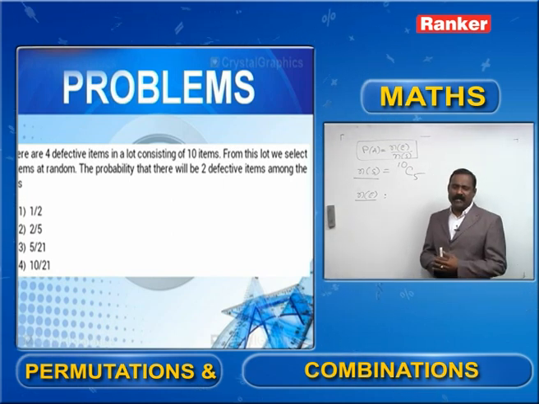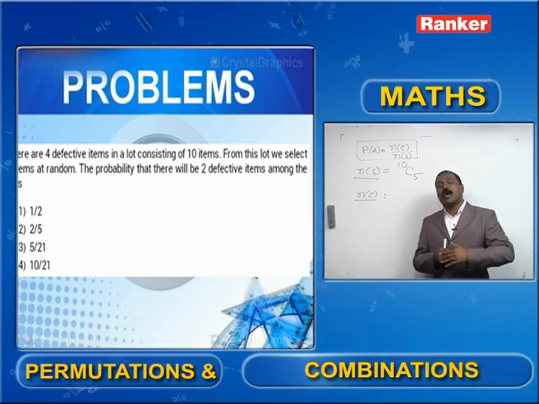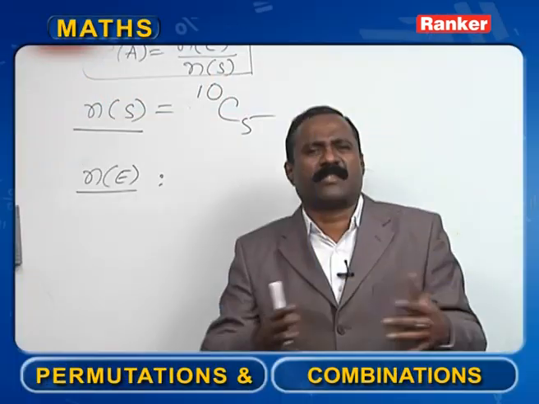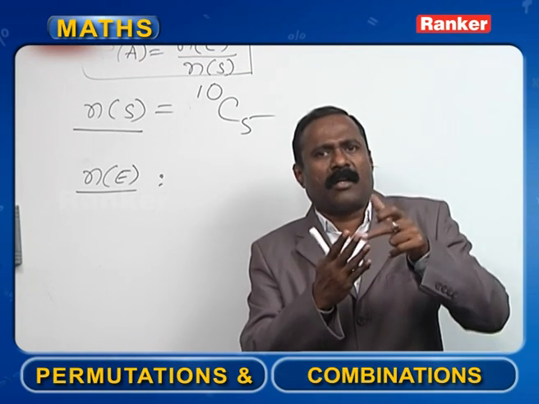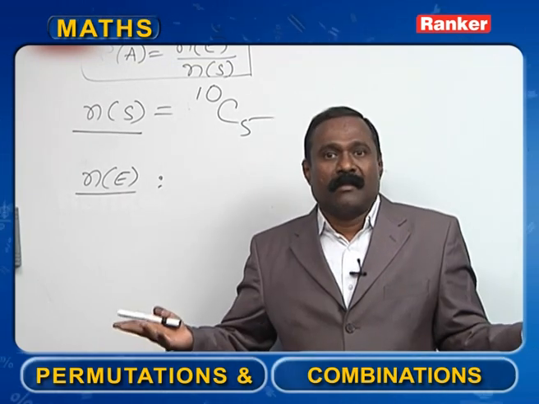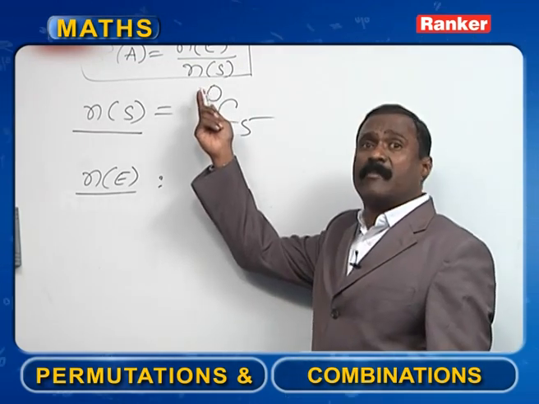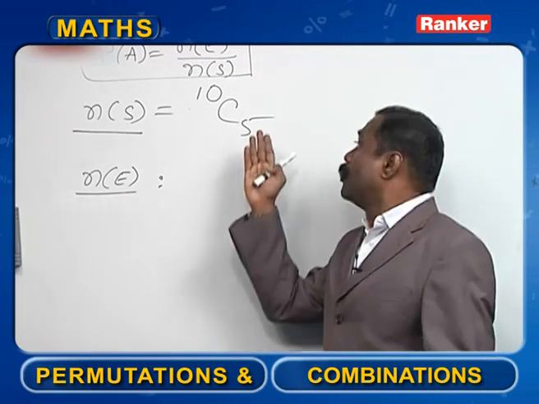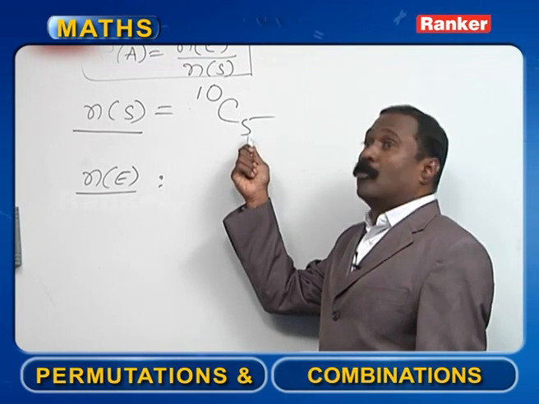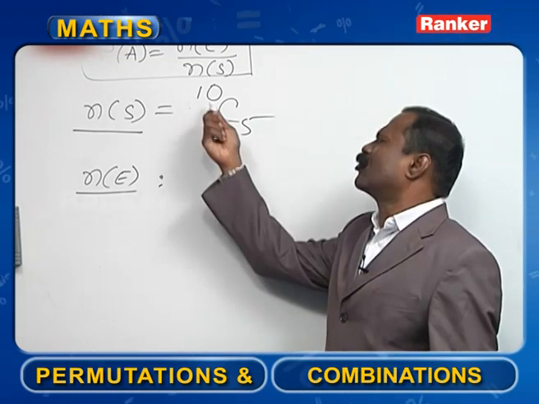What we need is, there are 4 defective items in the lot and 6 non-defective items. Let us suppose there are 10 apples. Among 10 apples, 4 are bad apples or rotten apples, and 6 are good apples. Now, how many ways can the apples be chosen? Total number of outcomes will be 10C5. In this 10C5, you may get all 4 rotten apples, or 1 rotten and 4 good, or 2 rotten and 3 good. Like that, different combinations you will be getting, and the total number will be 10C5.